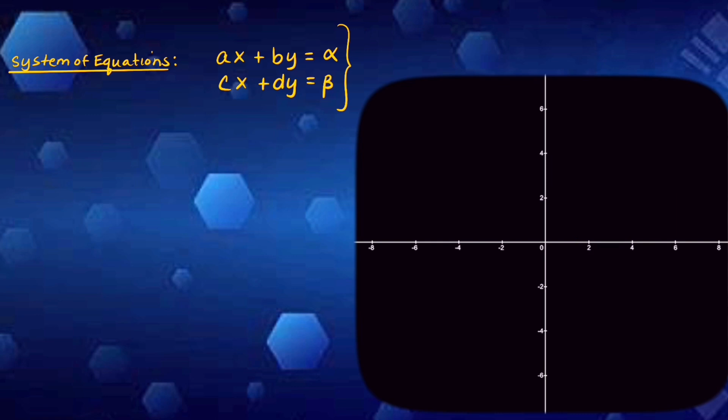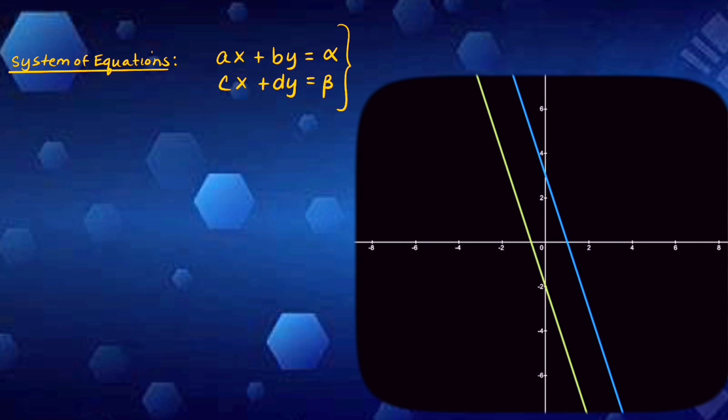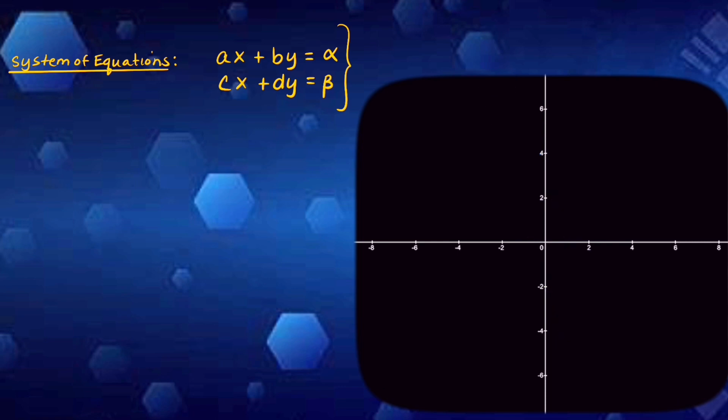If, however, the lines happen to be parallel to each other, that is, if they have the same slope, then they will never cross, and so we will say that there is no solution to this system. This system is considered to be inconsistent.